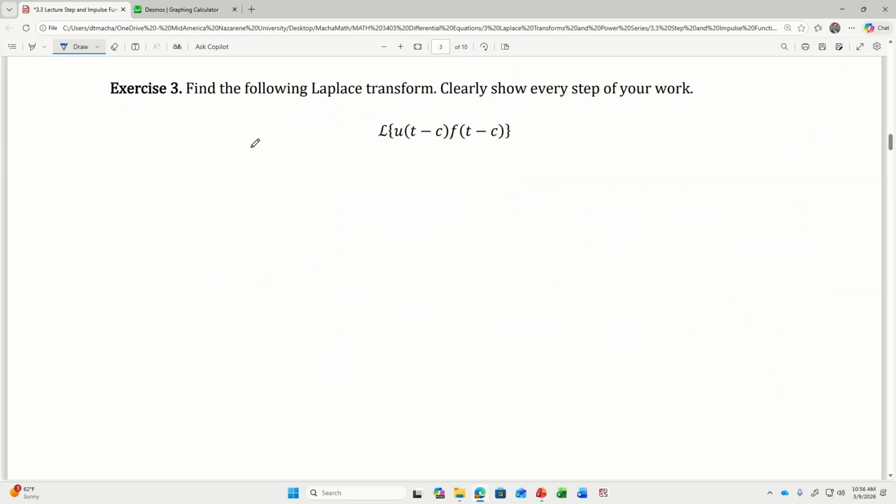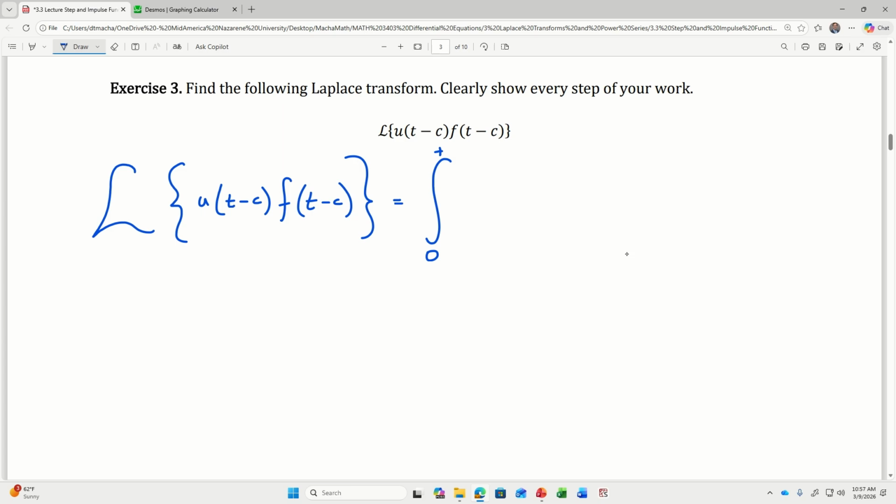But that's what we get. Find the following Laplace transform. Clearly show every step of your work. So same thing. We've got the unit step function this time times another function. And that function could be anything, right? This is an abstract sense of like the lowercase f function could be any other function that has a Laplace transform. So what happens if I multiply the unit step function times another function and I take the Laplace transform?